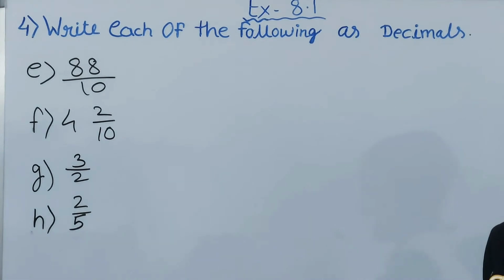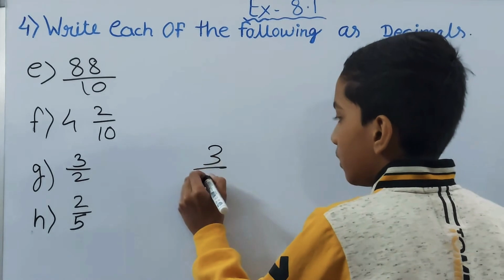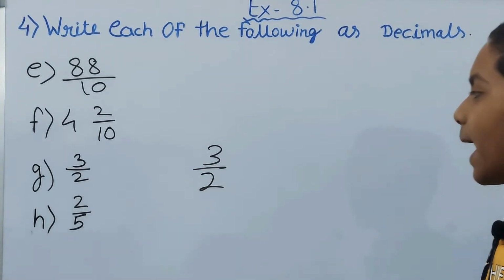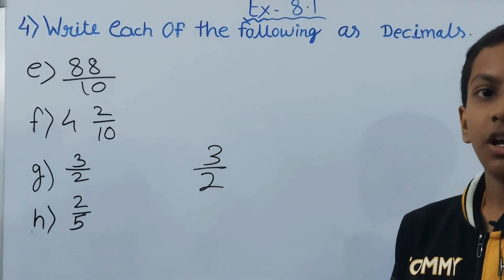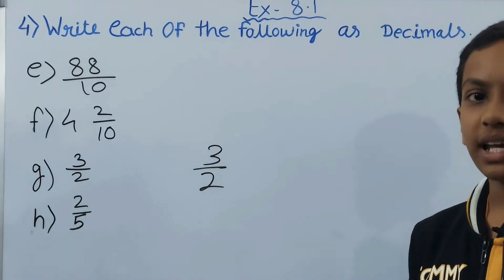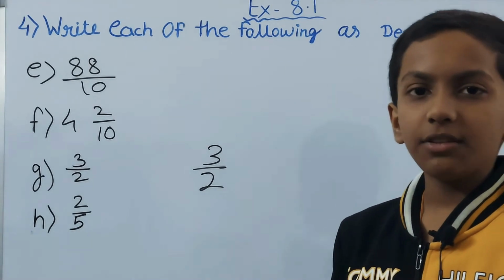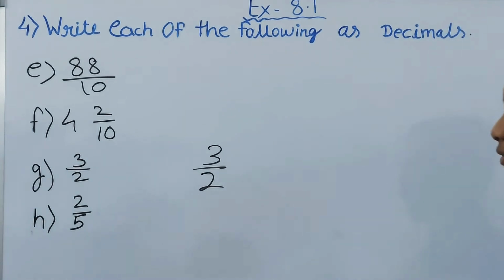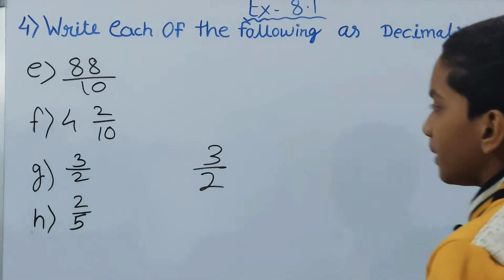Now let's see the G part. So the G part is 3 upon 2. How will we convert this into a decimal, as we are having no zeros in the denominator? Friends, there is another way through which you can convert your fractions into decimals. And what is that way? We have to do the decimal division, which is a bit different from the normal division. Here what we have to do is divide our numerator by the denominator.